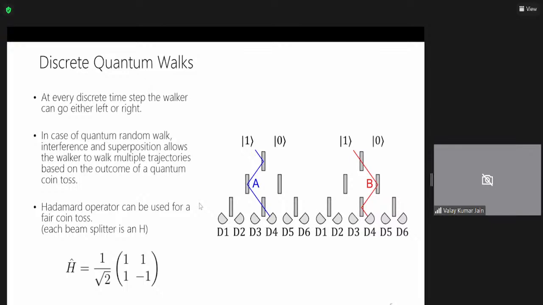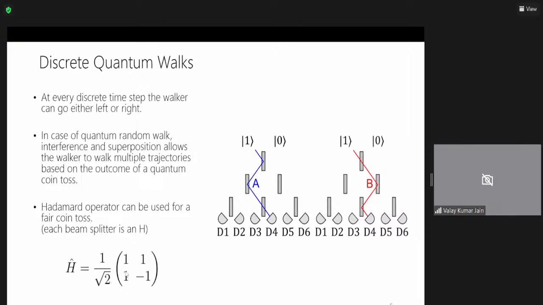Now, like I said, in a classical quantum walk, a walker does a coin toss, and based on the outcome of the toss, he goes either to the left or the right. Well, we can do a similar thing in a discrete quantum walk, but instead of a classical coin toss, we're going to do a quantum coin toss, which is going to be splitting the probabilities at each step into two equal parts, which will be done by the Hadamard operator.